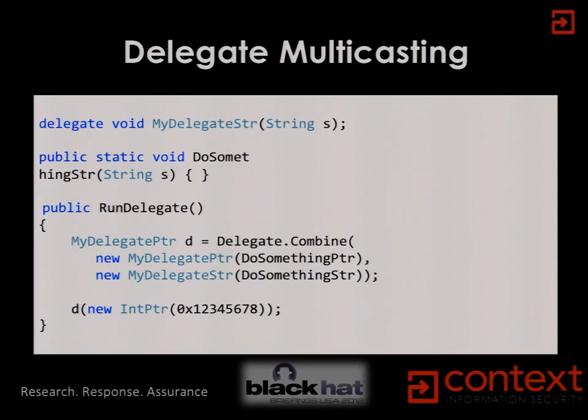But what if we could actually specify two different types of these delegates? So in this case, we now have a string delegate, which takes a string, but we also have our pointer one. We try and combine those together, and the framework says no, because having those two types would cause type aliasing issues, which basically could be exploited.